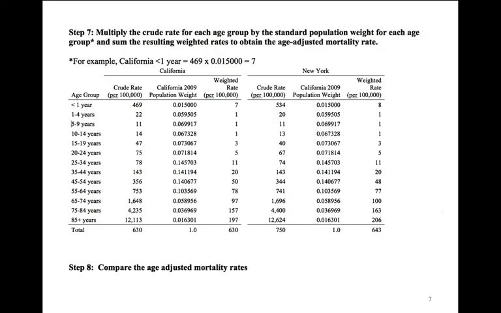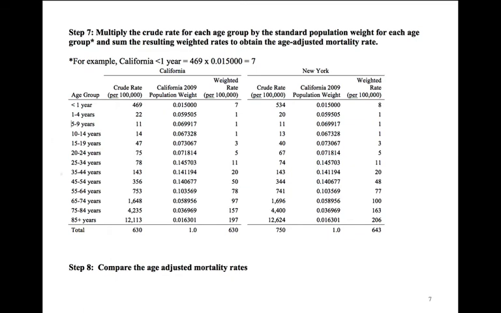The next thing we do is we take the crude rate for each of the states, for California and New York, for each age group, or the age-specific rates, and we multiply that by the population weight for the population that we've decided to use as our standard population for the calculations. So we see the California population listed both here and here under both California and New York, because that's the population we will use. We then take the crude rate for a given age group, multiply that by the population weight, and we then come up with a weighted rate per 100,000. We do that for each of these age groups.